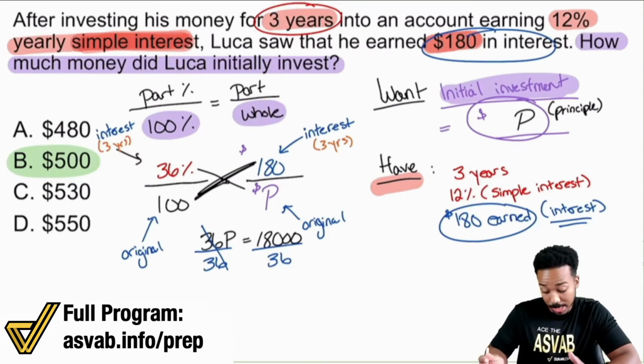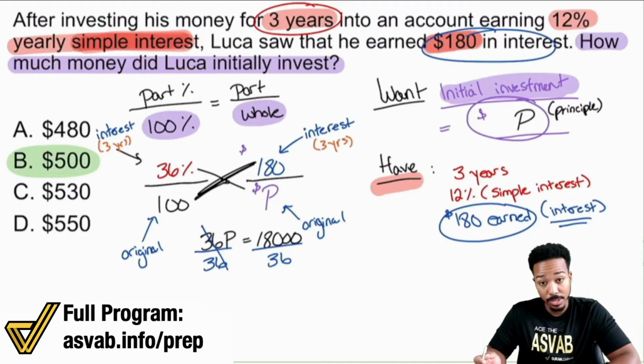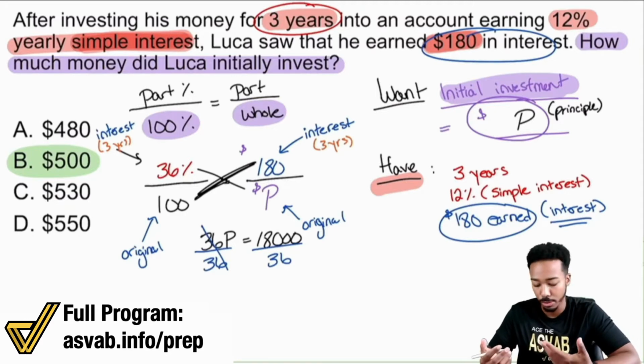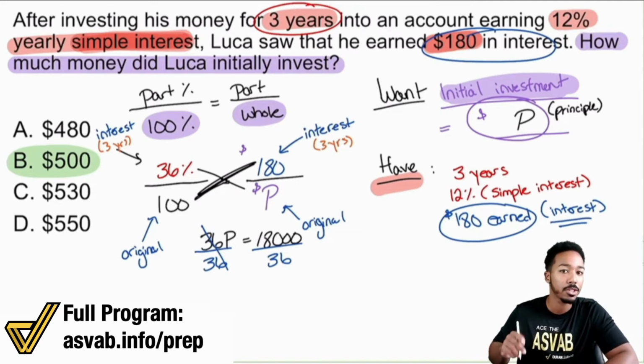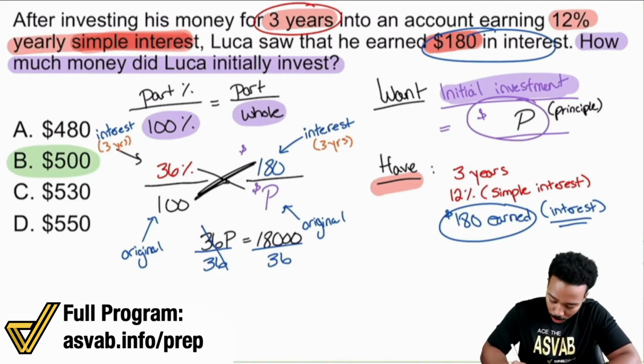I'm going to say that, hey, look, 18,000 and 36, they're both divisible by 9. You can start off with 2 if you want to. You can say 4, you can do 9, you can do 3. Again, it's all about simplifying whatever way you're comfortable with. I noticed that 18,000 and 36 are both divisible by 9, so I'm going to divide them both by 9.